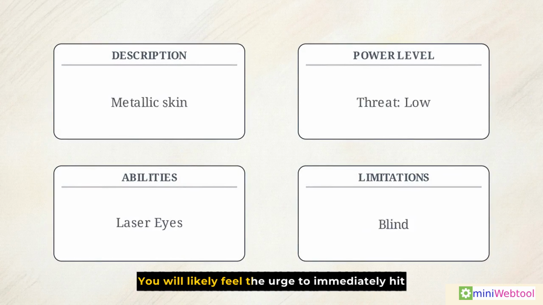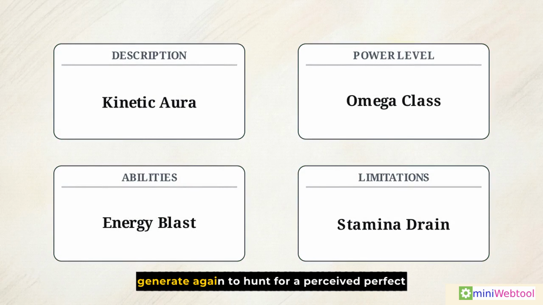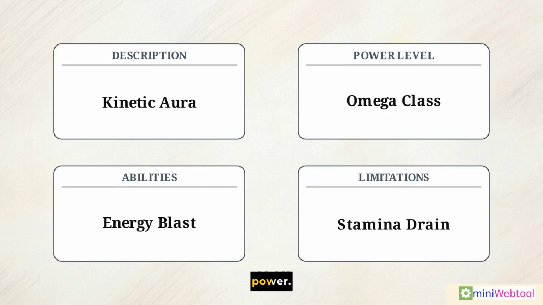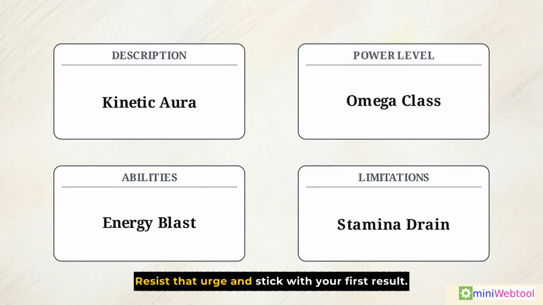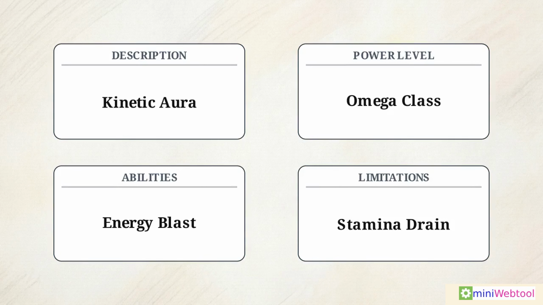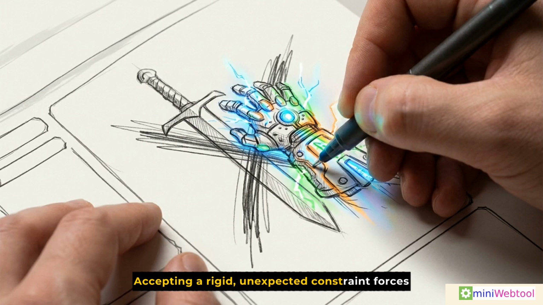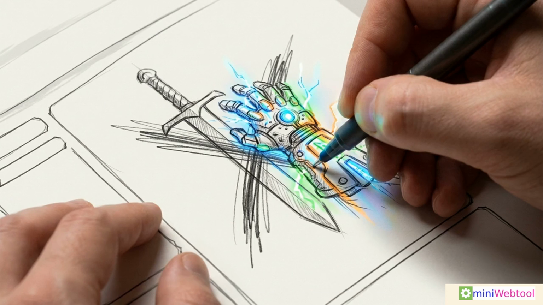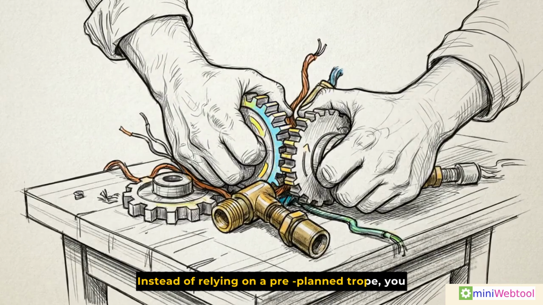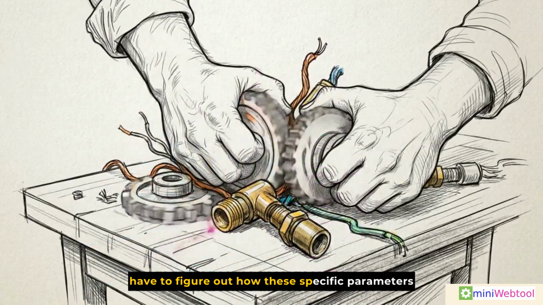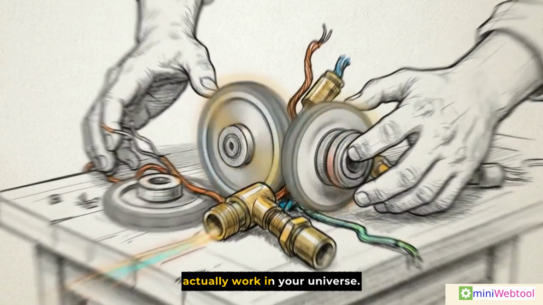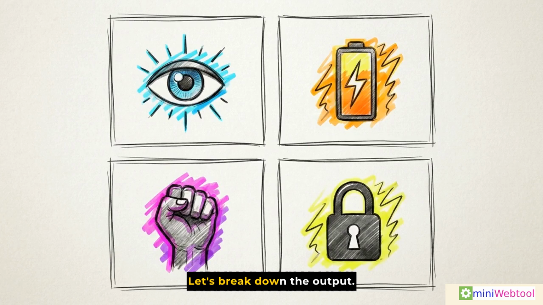You will likely feel the urge to immediately hit Generate again to hunt for a perceived perfect power. Resist that urge and stick with your first result. Accepting a rigid, unexpected constraint forces your brain to engage in active problem solving. Instead of relying on a pre-planned trope, you have to figure out how these specific parameters actually work in your universe. Let's break down the output.